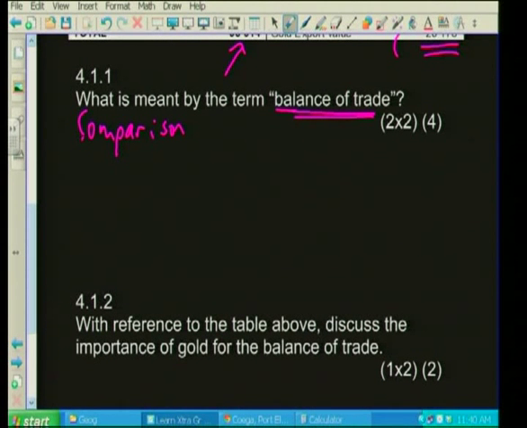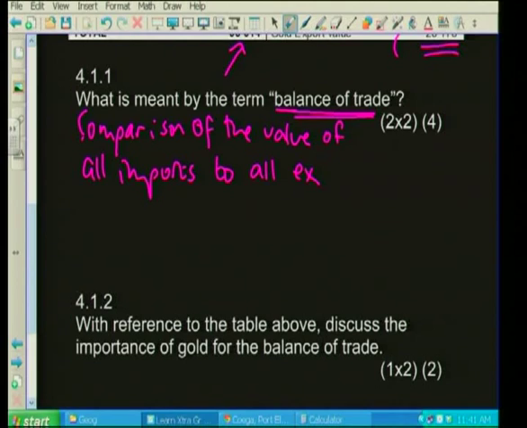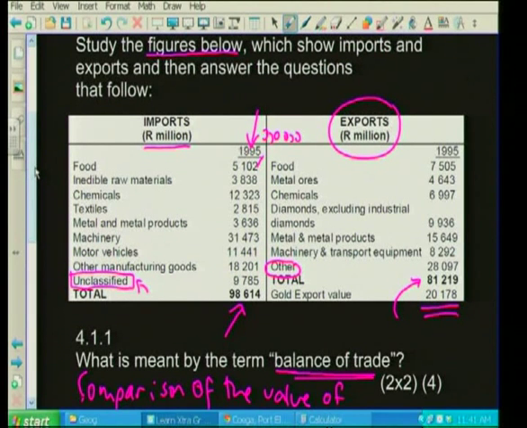of the comparison of the value of all imports to all exports in a particular year. Now, if you go back to the graph, remember we're talking about the year 1995, 1 year after our first democratic election. So those numbers there that I'm talking about here is what we're talking about as balance of trade.